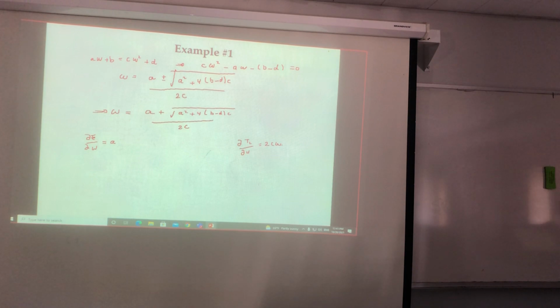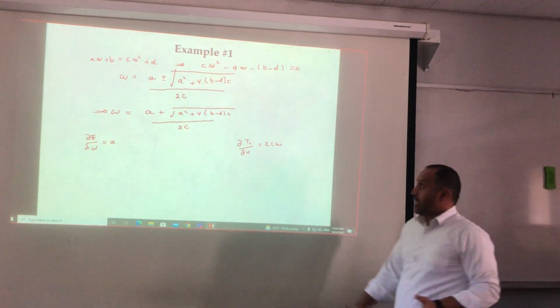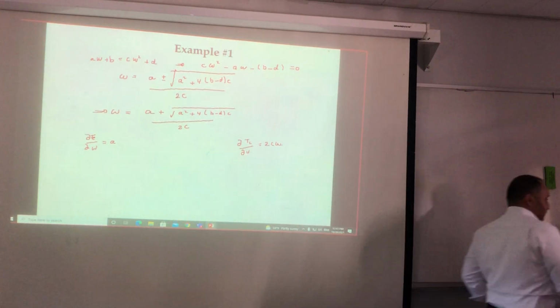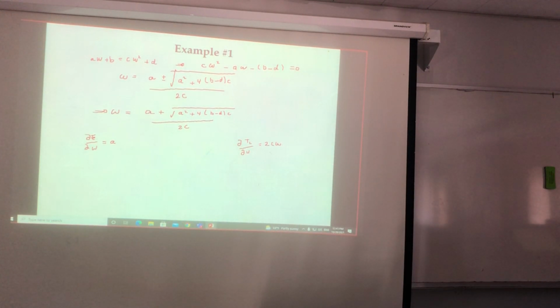Now, the condition of the stability is what? That this one must be greater than this one. So the condition of the stability is that 2C omega must be greater than A. Do you see this 2C? Cancel. Do you see this omega? So if I put this one here, what will I get? A plus the square root, and for sure it's greater than A.